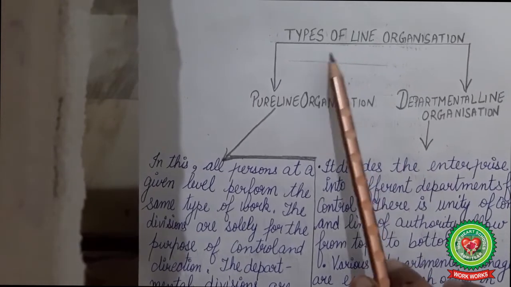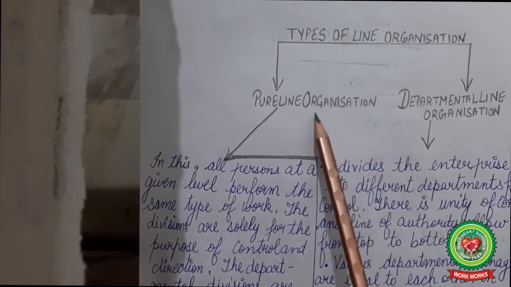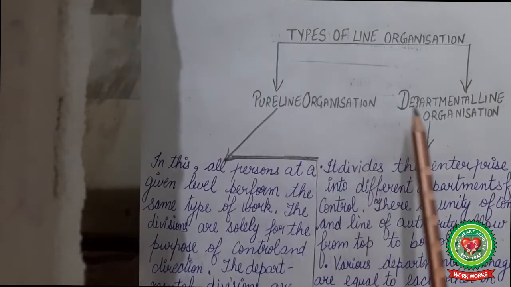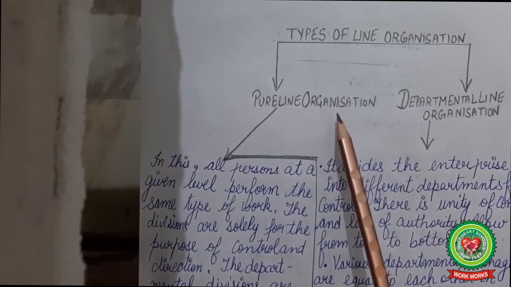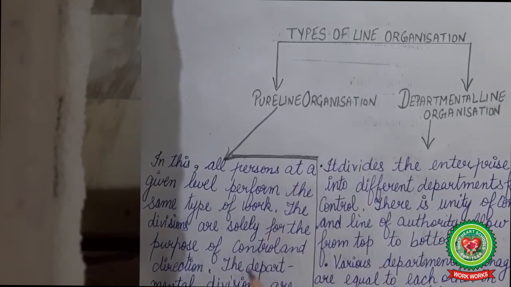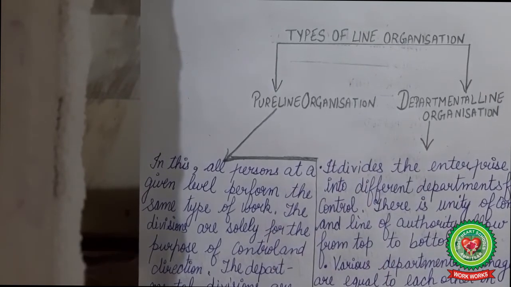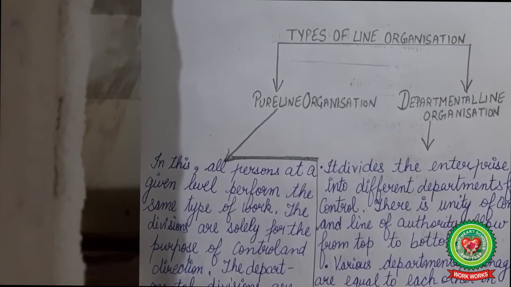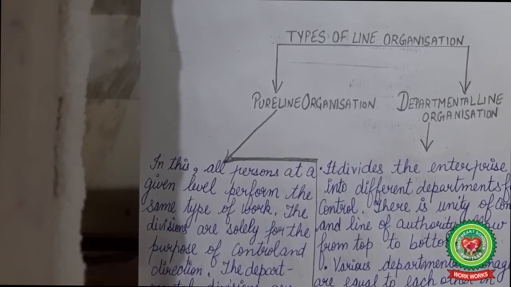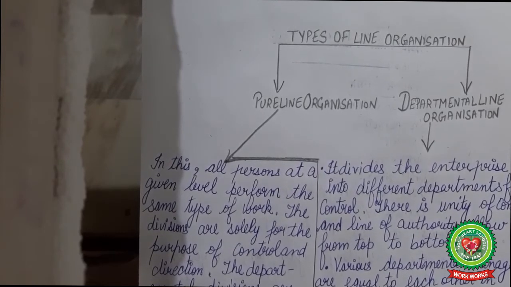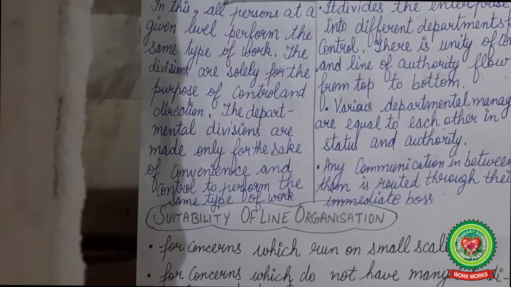There are two types of line organization. One is pure line organization, another is departmental line organization. Now, what is pure line organization? It is where all persons at a given level perform the same type of work. They are themselves responsible for their own control and for guiding. They are made for the sake of convenience and performing the same type of work.